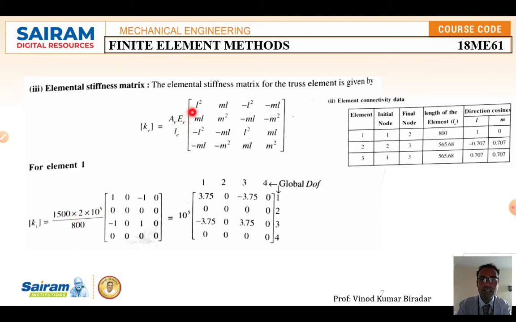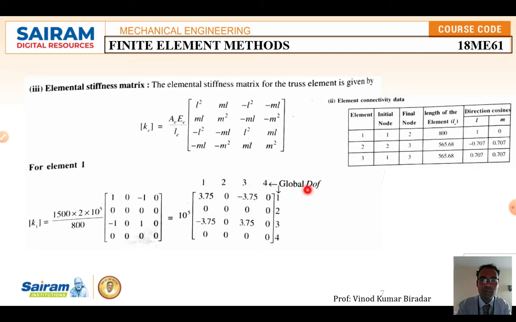So how to carry the l square? Look at here. For the first element, l value is 1, so 1 into 1, 1 square. And m is 0, so 0 into 1, 0. Like that you have to calculate this element stiffness matrix. You simplify this, you are going to get 3.75 into 10 to the power of 5. So that 3.75 you have to multiply inside, so you are going to get 10 to the power of 5, 3.750 minus 3.750. Like that you have to calculate.